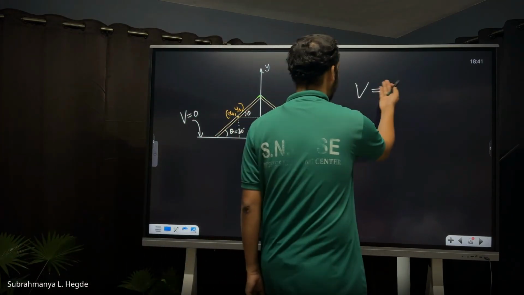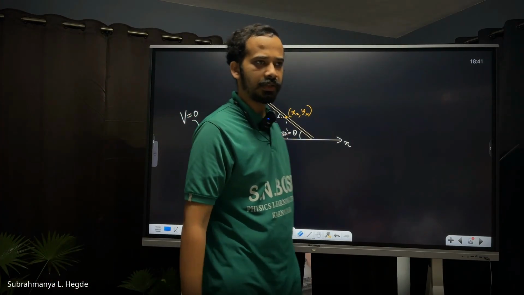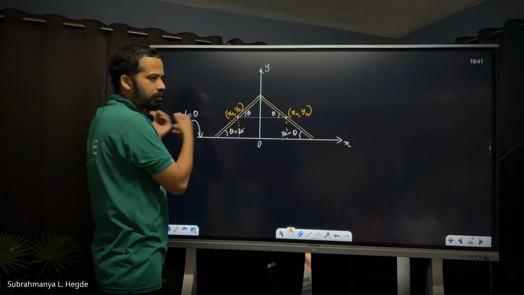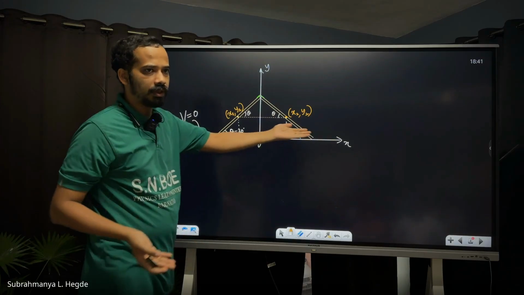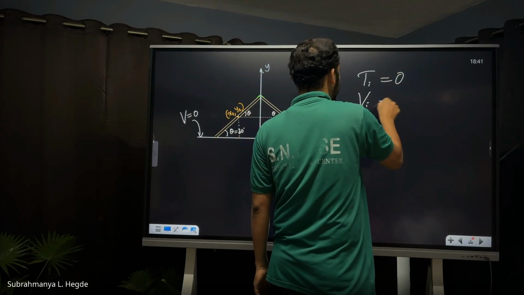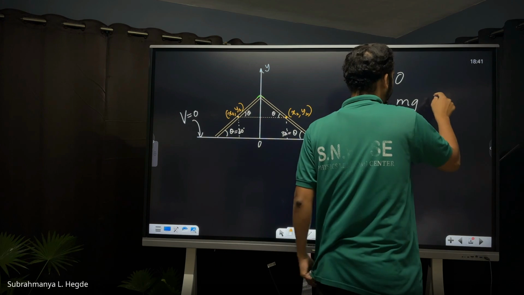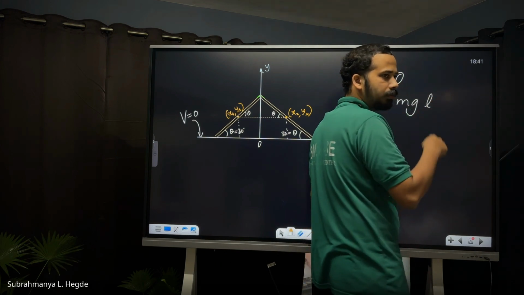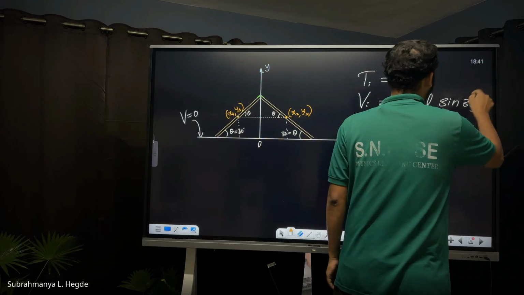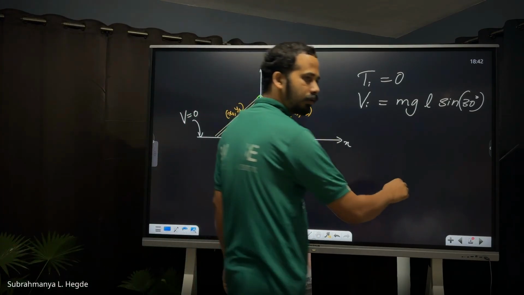Can I find the initial potential? Energy is conserved. Initial potential energy plus initial kinetic energy is equal to final potential energy plus final kinetic energy. Finally, once it falls on the floor, there is no potential energy. The center of mass will be at V equal to 0. Initial kinetic energy is equal to 0. Initial potential energy is what? Can I write it directly? It is mg, L by 2 sine theta, that is, sine 30 degrees. That is my initial kinetic and potential energy. Finally, potential energy is 0.